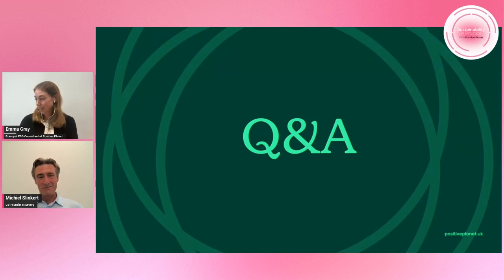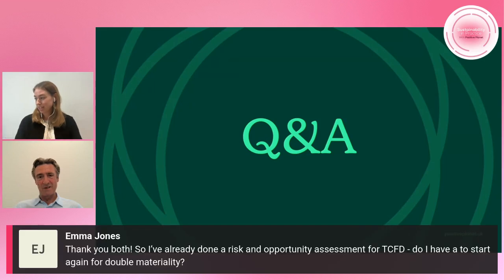And then another one back from Emma as well. Emma's already done a risk and opportunity assessment for TCFD. So does she have to start again for double materiality? The short answer is that a double materiality assessment is separate to your TCFD report, but having done the risk and opportunity analysis means you're halfway there. You can use that to form the basis of your double materiality assessment and just look at the impact side. So it's time saving essentially by having already done it.